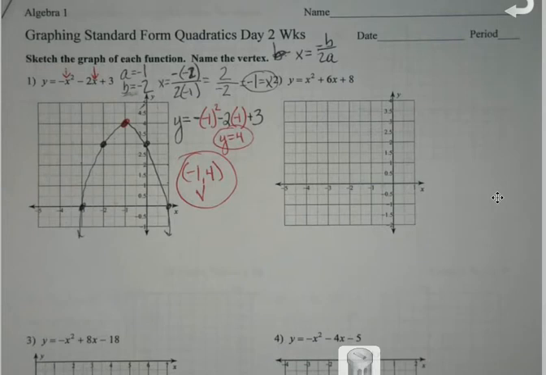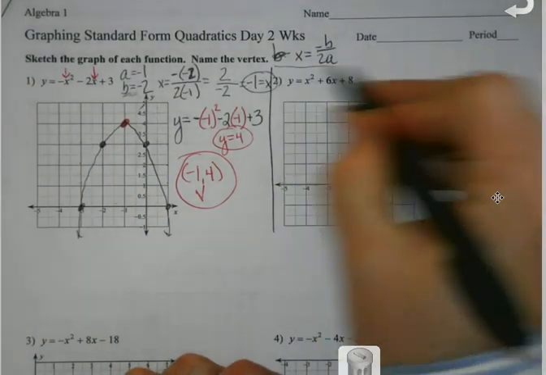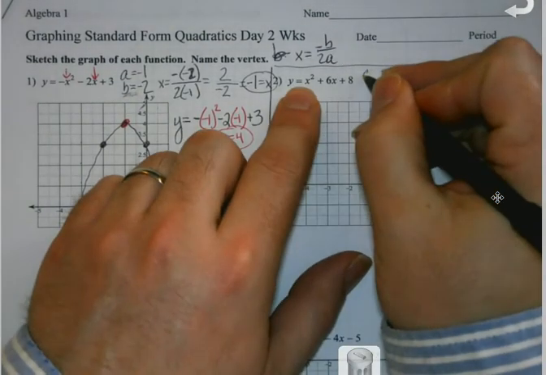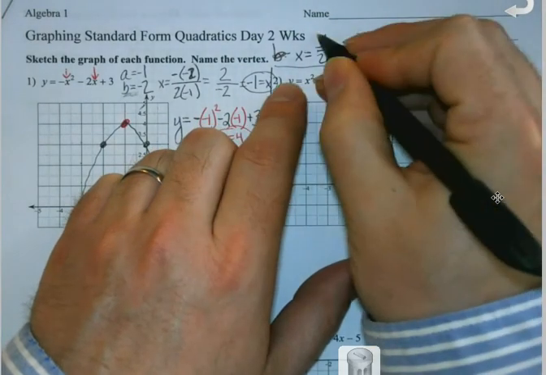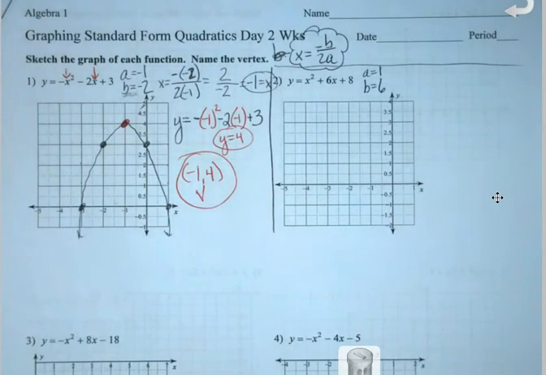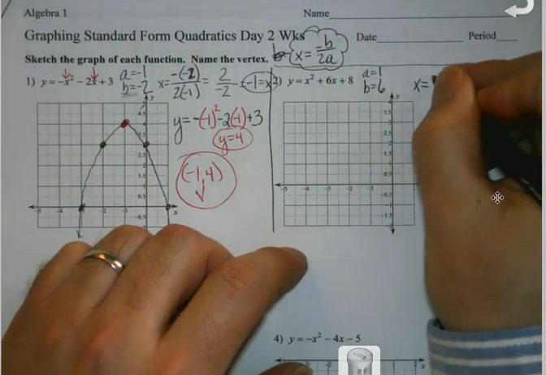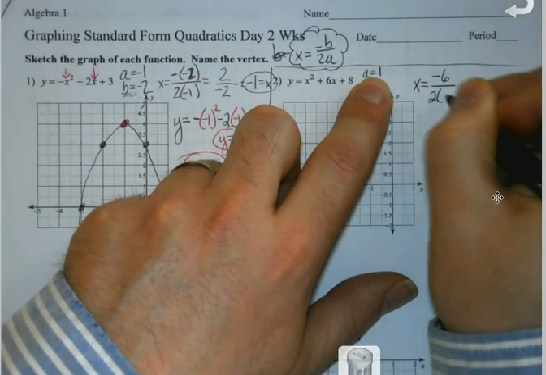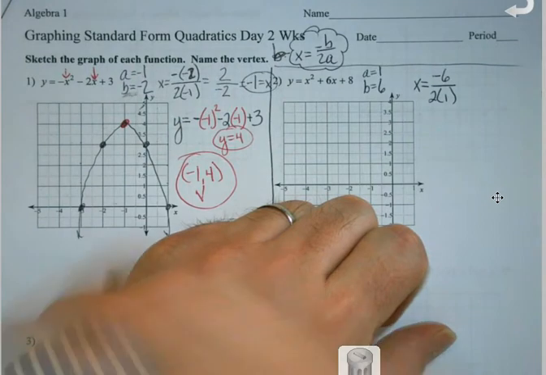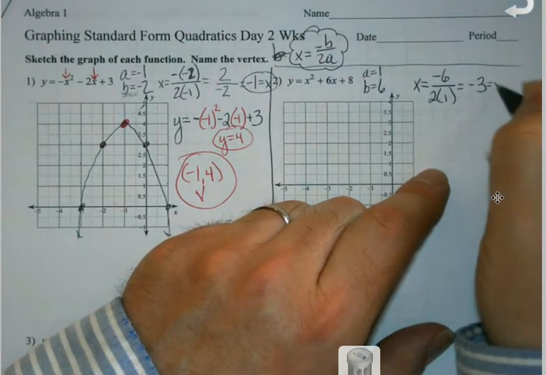So when I'm doing these, and we'll do one more of these, I'm going to jump around a little, and then we can come back. Again, my big key with all of these is to say, okay, my a value is 1, my b value is 6, and I just use that little mini formula to get me going. So x is going to be negative b over 2 times a. So negative 6 over 2 is negative 3, so that's my x.